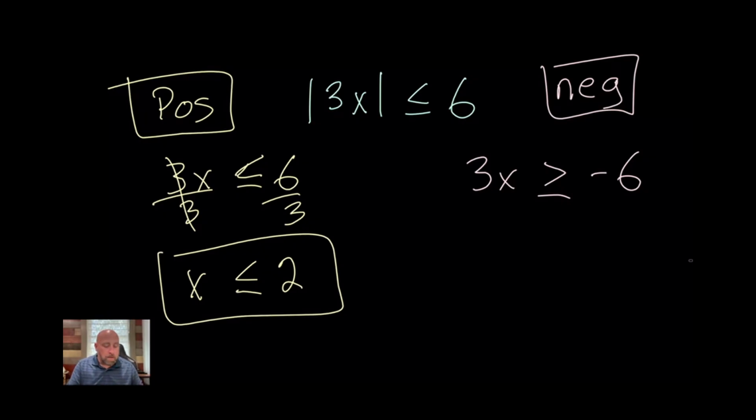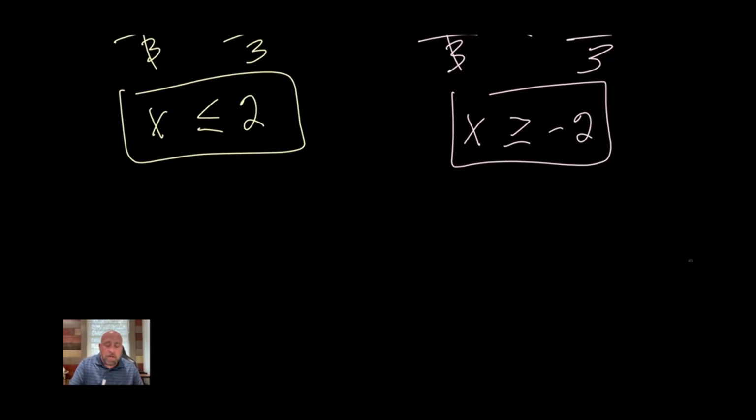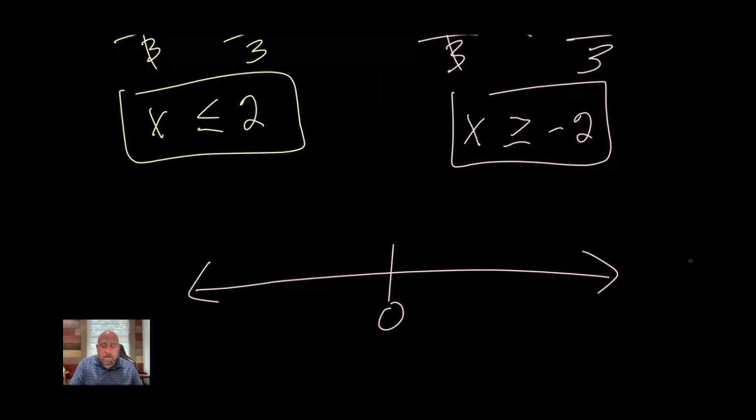Okay? Now we come over here to the other side and we have the same thing going on. We just solve it like we would. Divide both sides by 3. X is greater than or equal to -2. So those are our two answers. We'd come over to our number line, okay? And we'll put our 0 on here. We'll put our +2 and we'll put our -2.